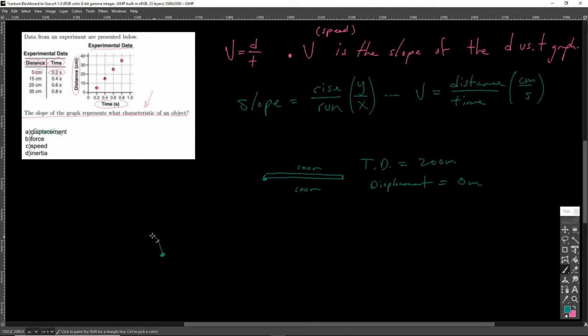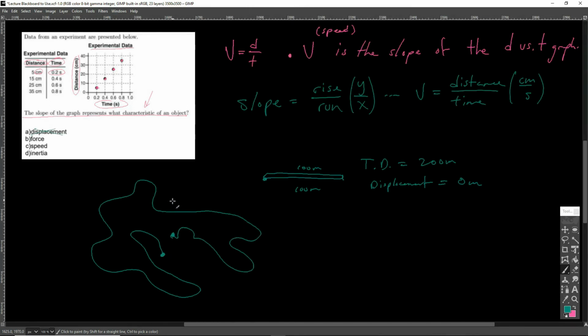So think of it this way. I travel along all this way. I travel all around. And then I stop right here. Okay. There's a total distance traveled, all the way along this thing. And then there is a displacement, the distance between your starting and ending point. This would be your displacement. So you can see that the displacement and the total distance don't always have to be the same, but it's not displacement.